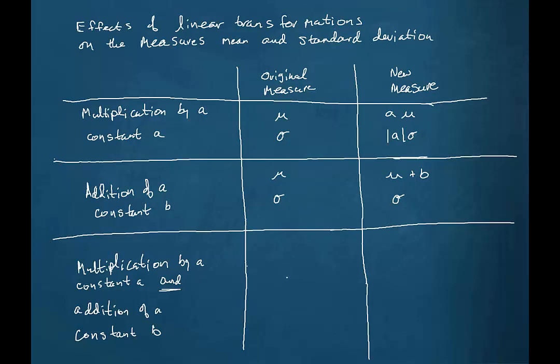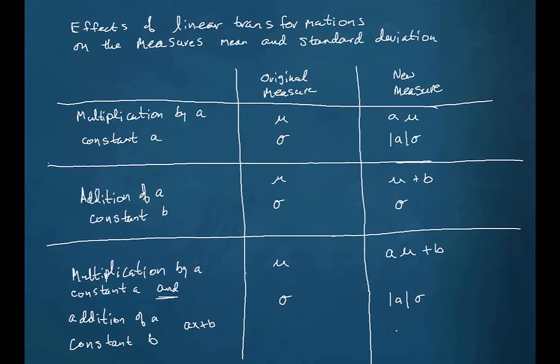If we multiply by a constant and add a constant, so for instance ax plus b, and our original measures are mu and sigma, then the new measures will be a mu plus b. So both the value that we multiply and the value that we add will have an effect on the mean. But the value that we add, again, has no effect on the standard deviation because it does not change how spread out the data values are.